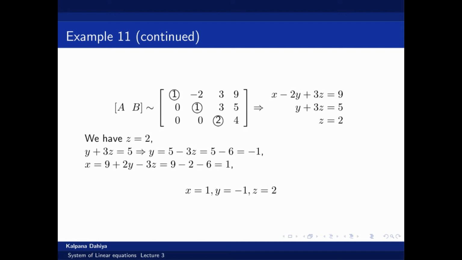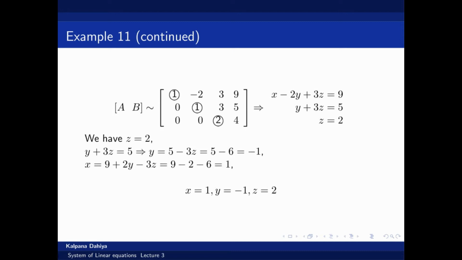Now we can write down this augmented matrix in form of equations. So we have following equations now: x minus 2y plus 3z equal to 9. From the second row we have y plus 3z equal to 5, and from the third row we have 2z equal to 4, which implies that z equal to 2. Now we use back substitution and we can find out the values of these variables. So z is 2. Now using z as 2, we can use the second equation and we can find out y.